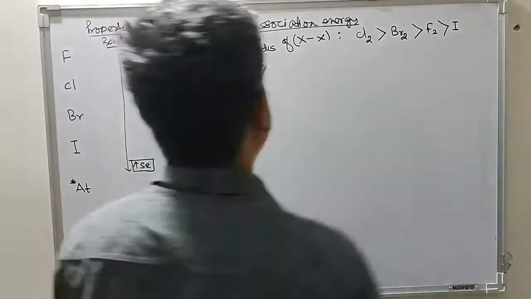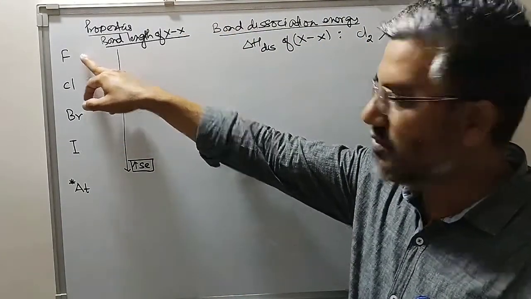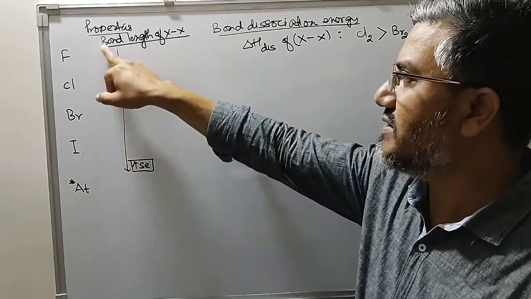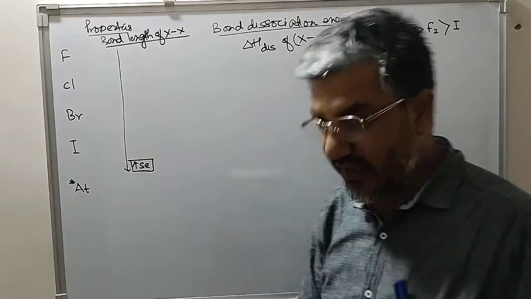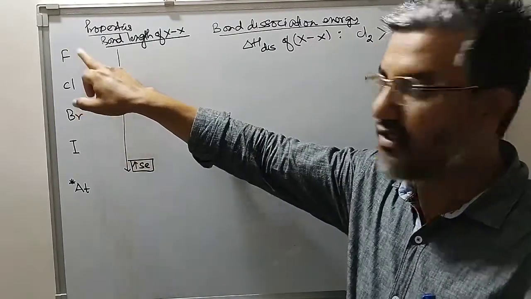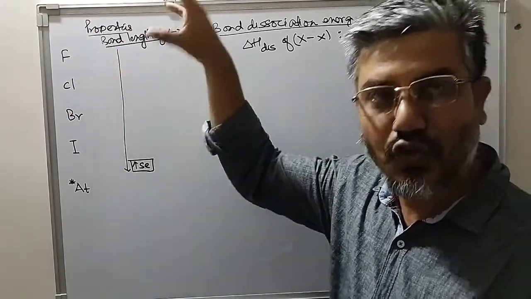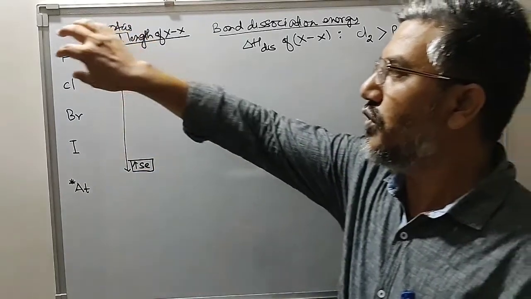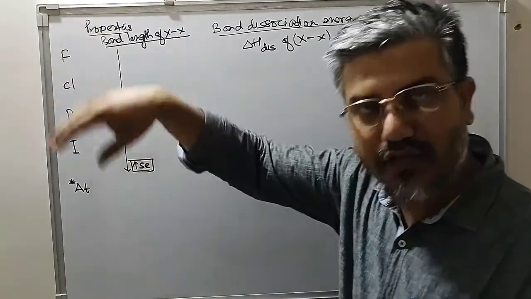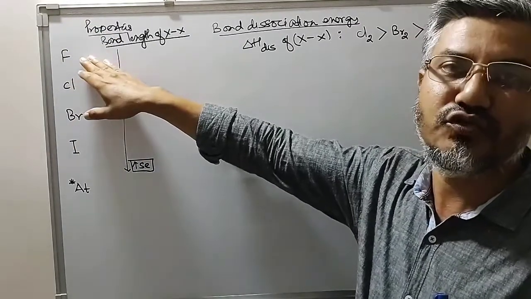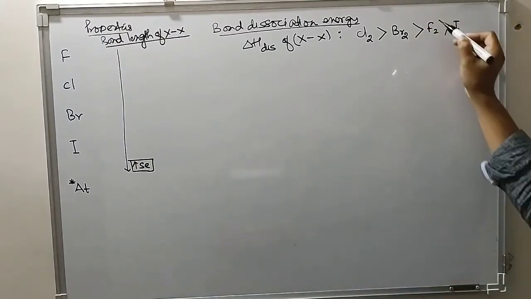Now look at this, look very carefully. Bond length says F2 is the shortest bond, I2 is the longest bond. So there is a gradual increase in bond length from fluorine to iodine. If fluorine-fluorine bond is the shortest, then fluorine-fluorine bond should have been the strongest bond. If the fluorine-fluorine bond is strongest, then energy required to dissociate the fluorine-fluorine bond should be the highest. But look at this, look here.